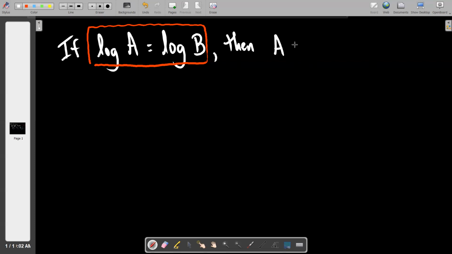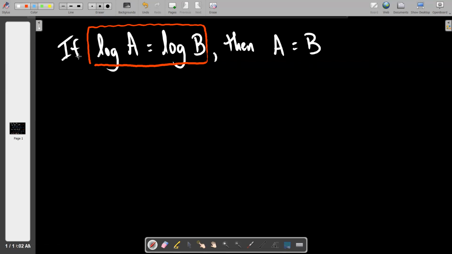Yes, very good. Then A equals B. Super useful property. It's going to get you through probably more than half of the homework, or something like that, a lot. So the idea here is I can take a logarithmic equation and I can actually convert it into a regular equation by just acknowledging that.